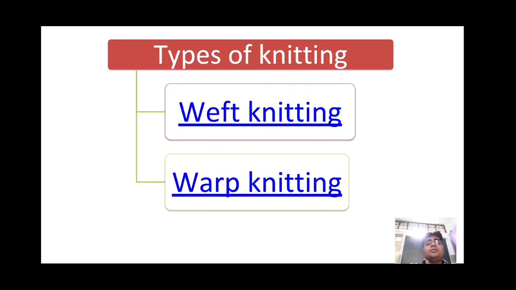Now let us see what are the various types of knittings. Broadly, if we are going to classify the types of knitting, the knitting is classified into two categories. One is weft knitting, the second one is warp knitting. Now what is meant by weft knitting?